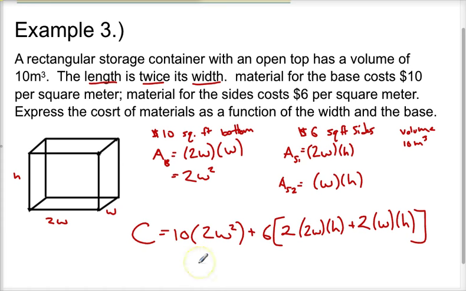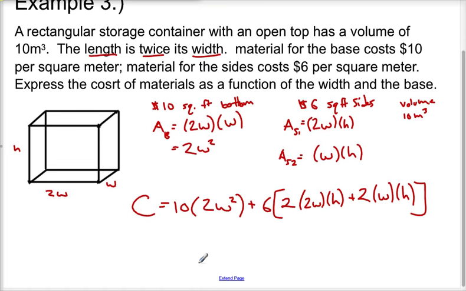So let's do a little bit of cleaning up of this function and see how far we get with it. I know that C is my cost function, and it's going to be 20W squared plus, now if I multiply this all out, it would be 6 times 2 times 2 times W times H. So this is 4 times 6, which is 24. So 24WH plus another 12WH.